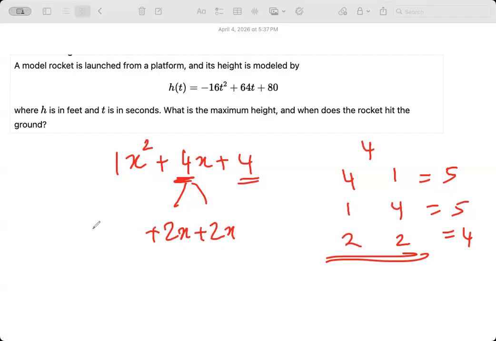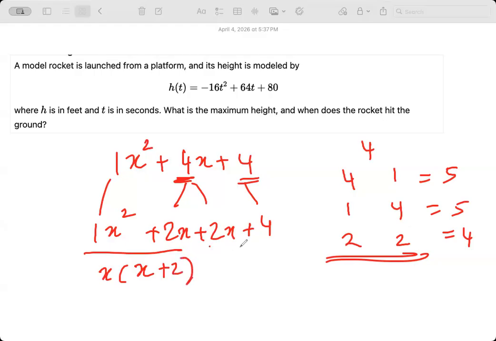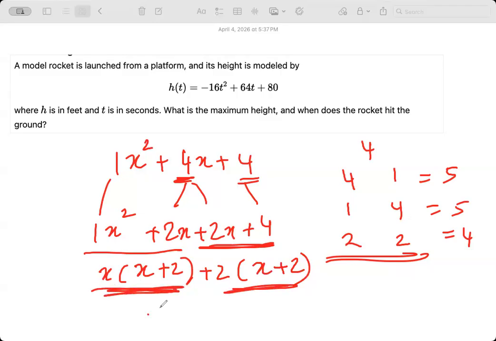Make sense? Now I write this down: x square plus 2x plus 2x plus 4. Now from these two, I take x as common. When you take x out, it becomes x plus 2. Here, you take 2 out, it becomes x plus 2. Between these two terms, you see x plus 2 common. Take that out, this becomes x, and this has 2.